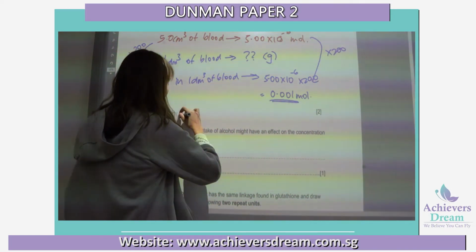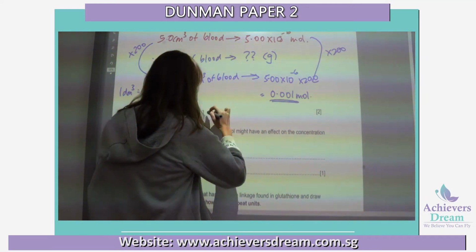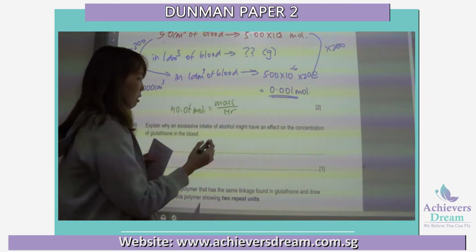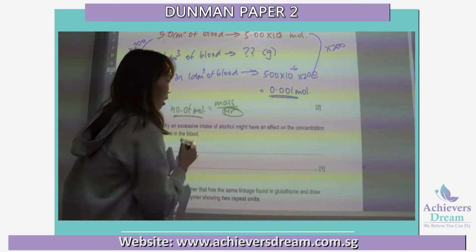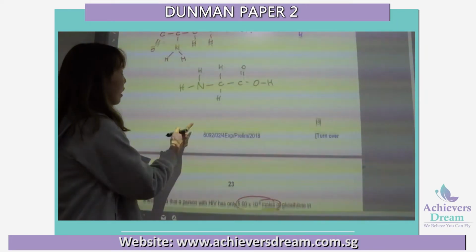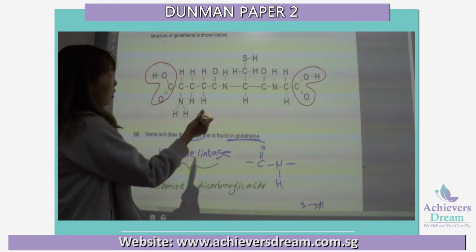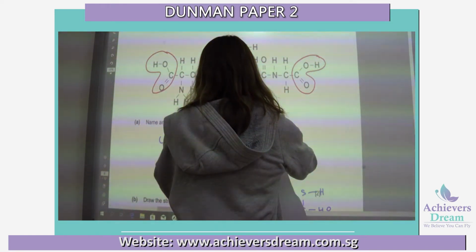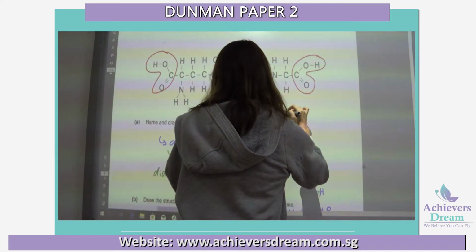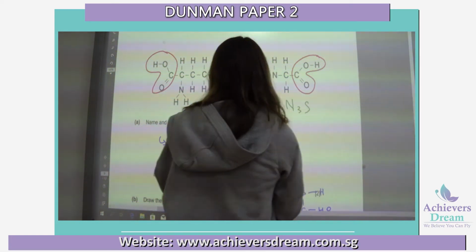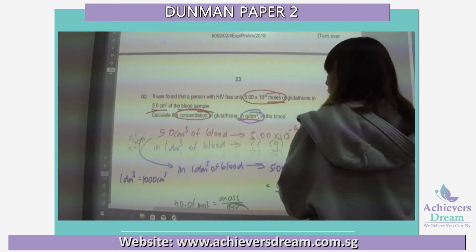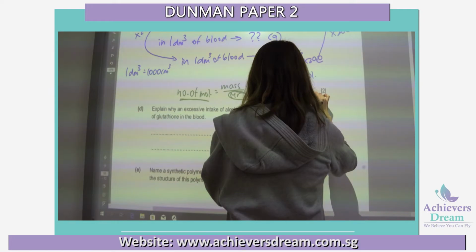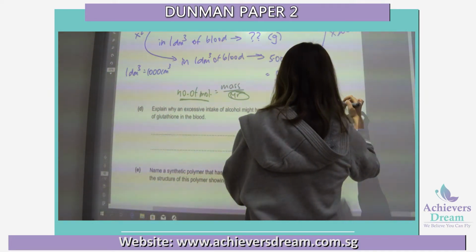I'm going to use this formula whereby number of moles equals mass over Mr. I know the number of moles. Do I know the Mr? I can find the Mr from the structure. If I condense all this, it is actually C10H17O6N3S. So my Mr will be 307 gram per mole.